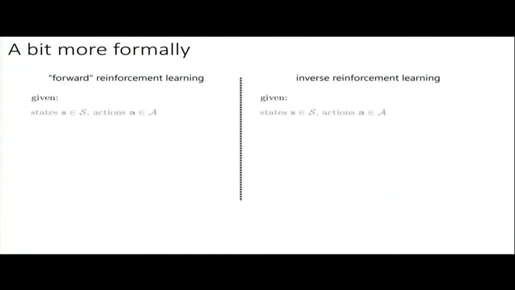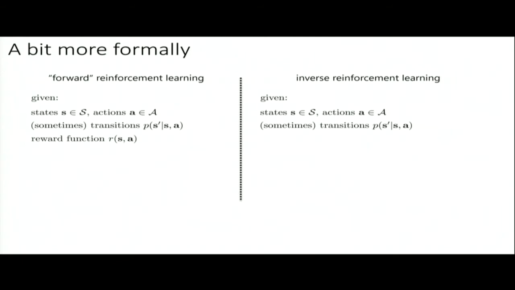Okay, let's write this down a little bit more formally, the problem definition. What I'll do here is show you two columns just to compare. On the left is forward reinforcement learning, on the right is inverse reinforcement learning. Both of them are given states from some set of states, and actions from some set of actions. Both of them are sometimes given transition dynamics, or you learn the transition dynamics, or you might have a model-free algorithm that doesn't require them, so that's the same in both cases.